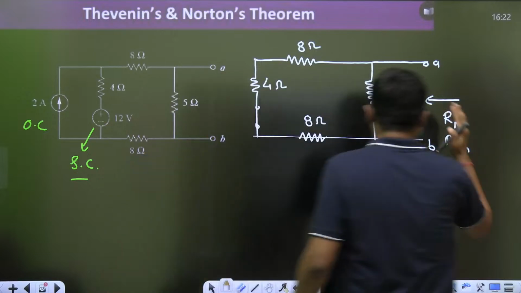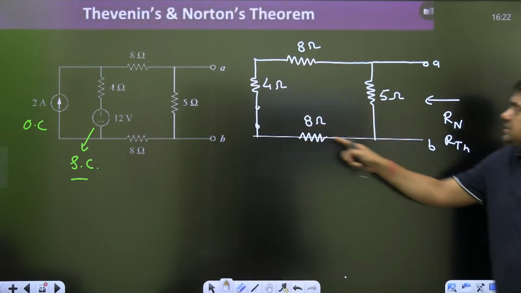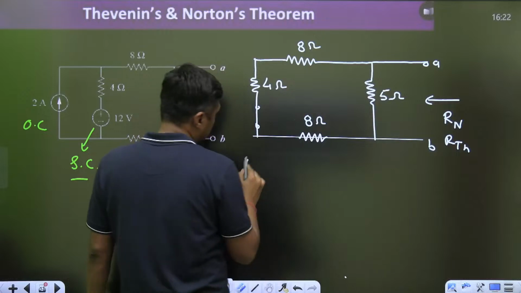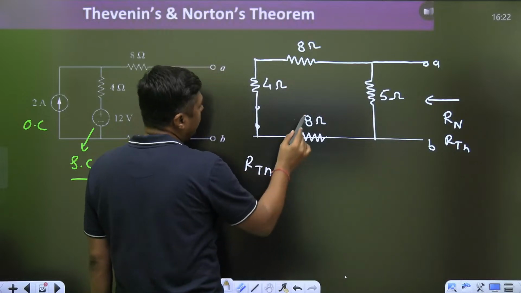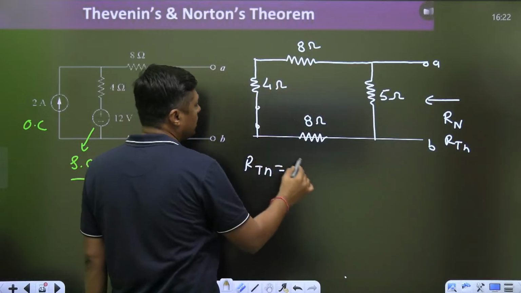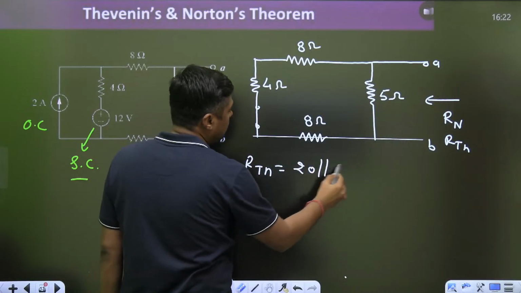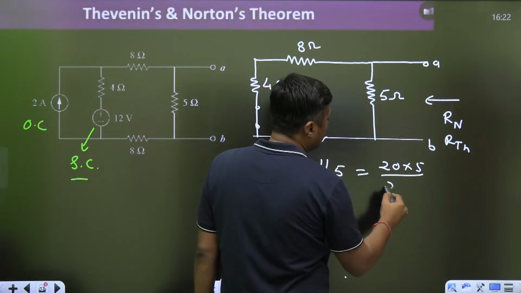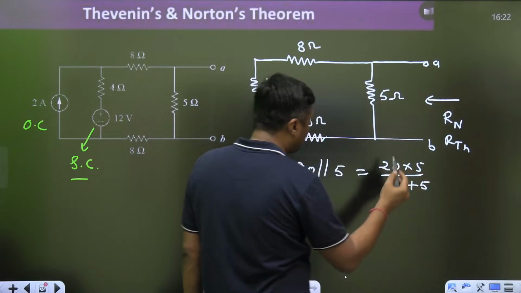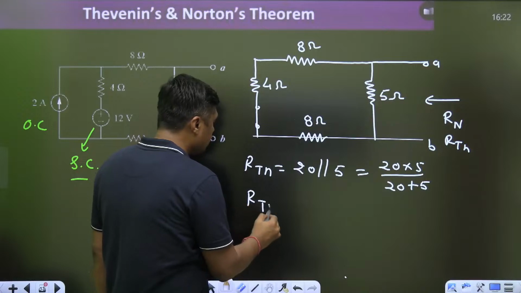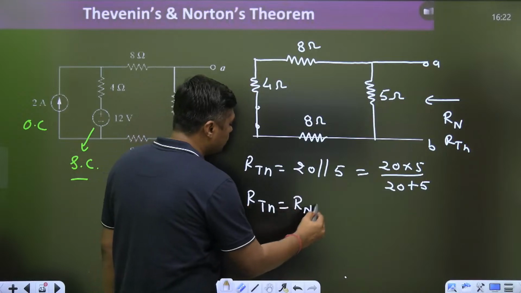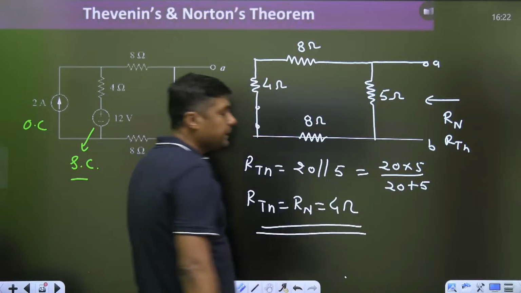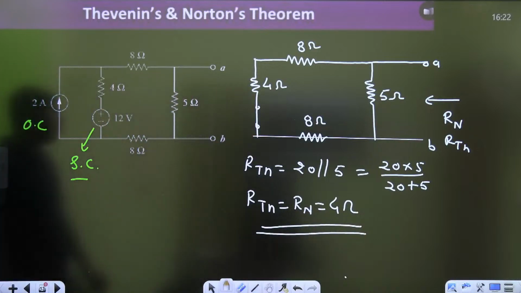So यहाँ से देखेंगे from this side. So these three are in series and that is in parallel. So what is the RTH? RTH will become 8 plus 8, 16 plus 4, 20 parallel with 5. So 20 into 5 divided by 20 plus 5 and you will get 4 ohm. So what is the RTH or Rn? 4 ohm. Both are equal, that is 4 ohm. Right? Now, how to find a Norton's equivalent?